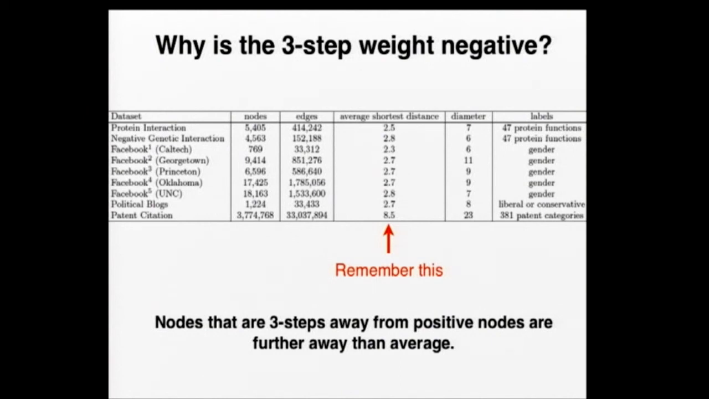And so if you want to apply a method like this to a different network that doesn't have this property, what I would say to do is to look at the average shortest distance and just do one more step beyond there.